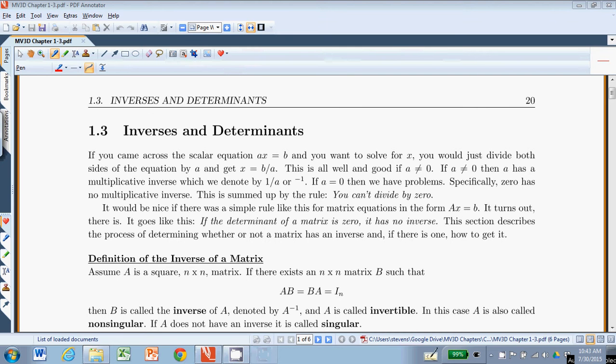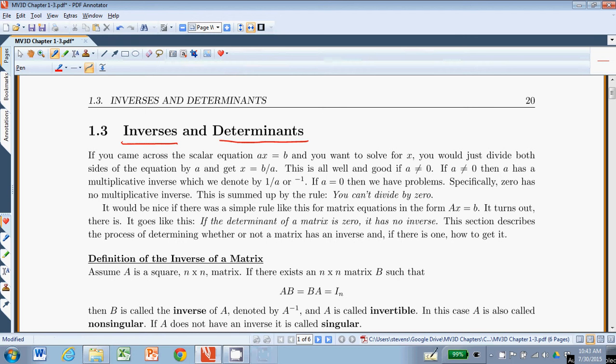In this chapter, we're going to be discussing inverses and determinants of matrices. And these will help us determine whether or not we can solve a system of linear equations. They'll tell us some other things too, but with respect to what we're doing in Chapters 1.1 and 1.2, that seems to be the most pertinent at the time.